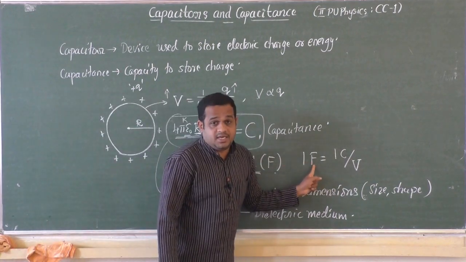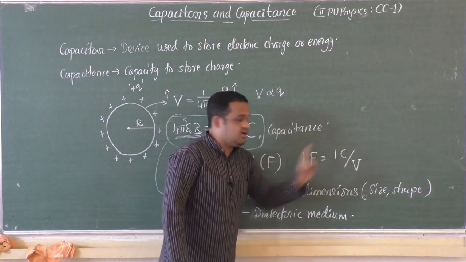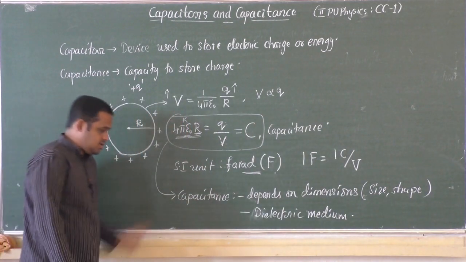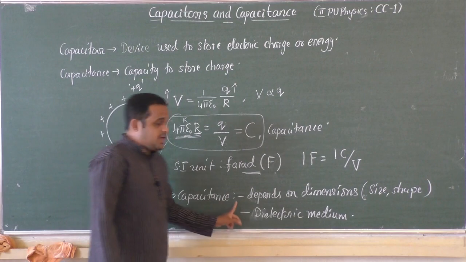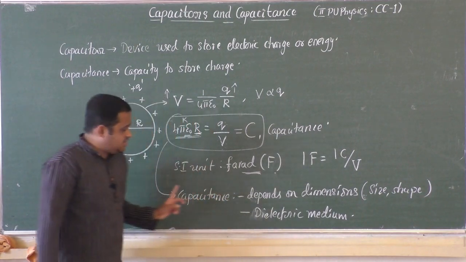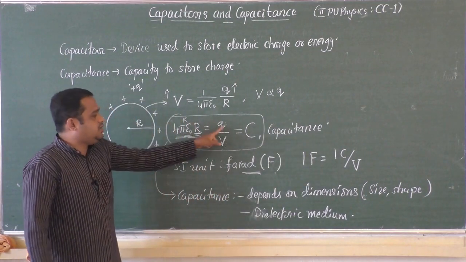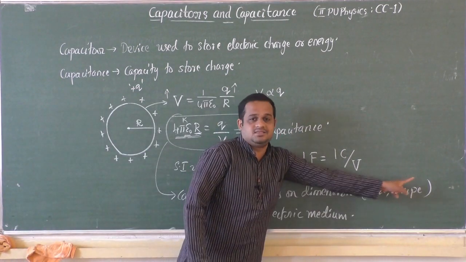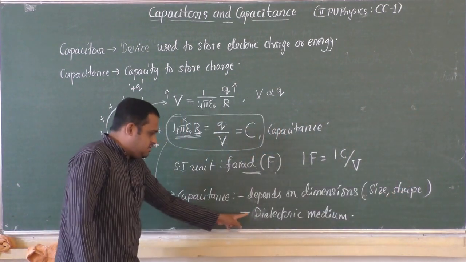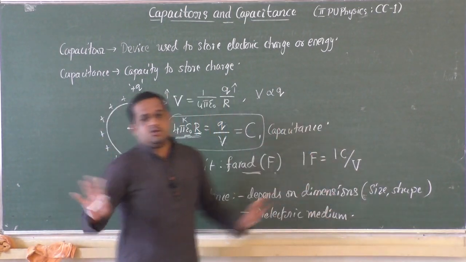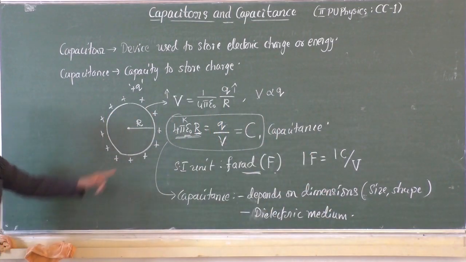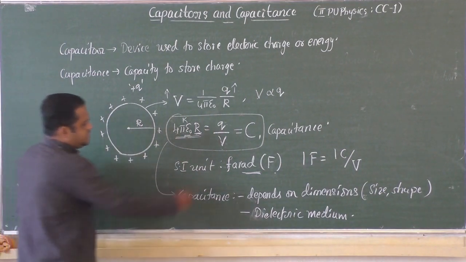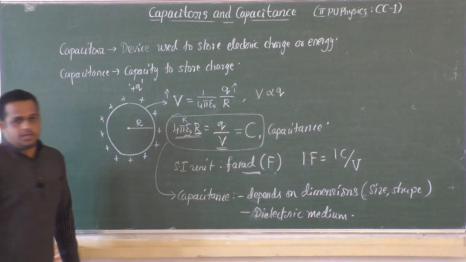Capacitance of a material is said to be 1 farad if 1 coulomb of charge produces 1 volt of potential on it. Next, capacitance of a material is independent of Q and V. It depends on dimensions like size, shape, etc., and the dielectric medium in the surrounding region. Okay. This is about capacitance. Now what is capacitance? It is the ratio of charge to the potential.